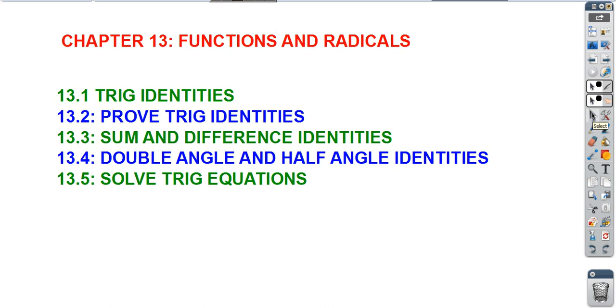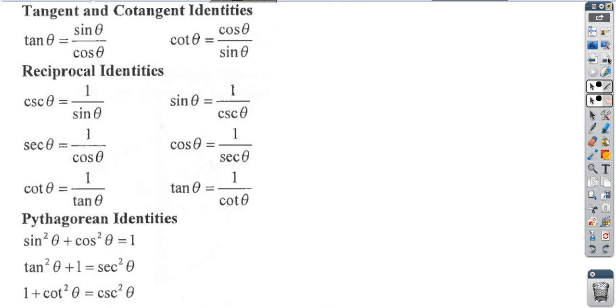So, 5 things here. Sections 1 and 2 are kind of the same, talking about proving trig identities. 3 is on specific types of identities called sum and difference, and 4 is on double angle and half angle identities. And then finally we bring it all together in section 5 and we use those identities to solve equations.